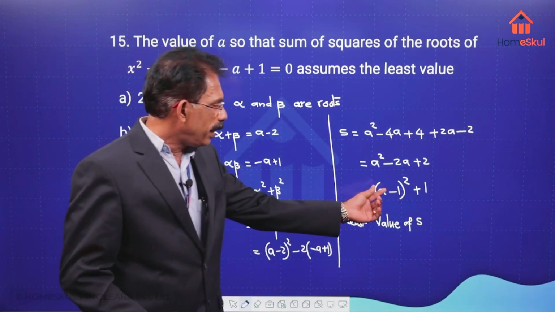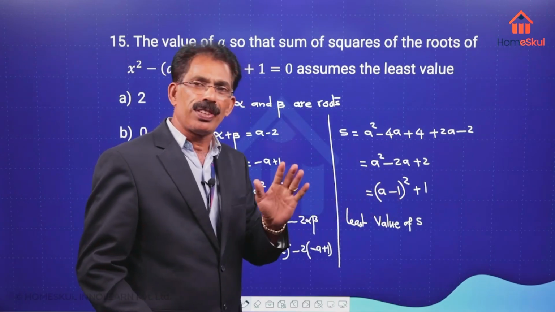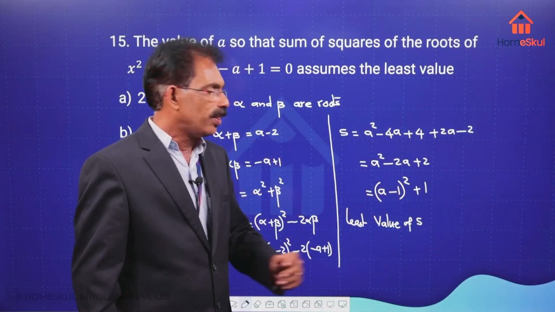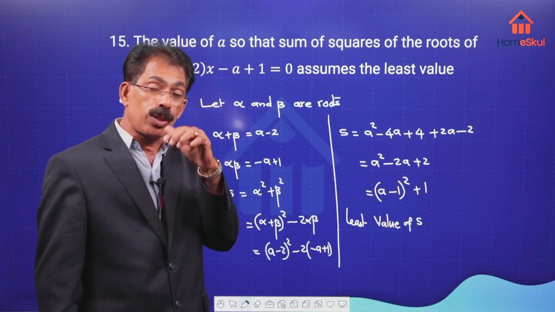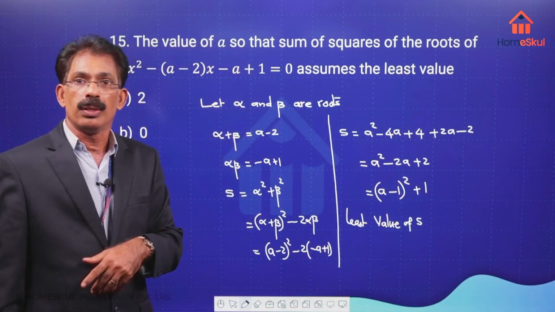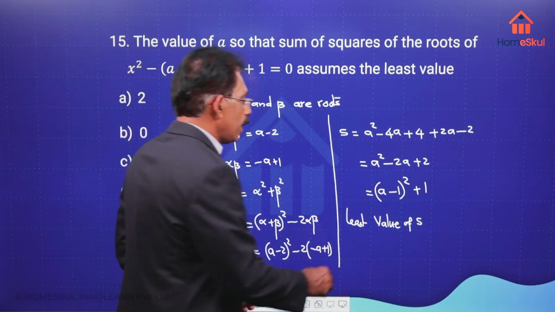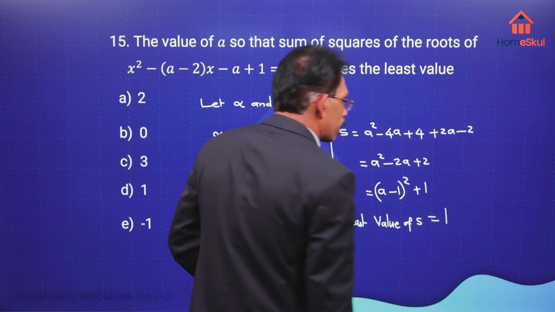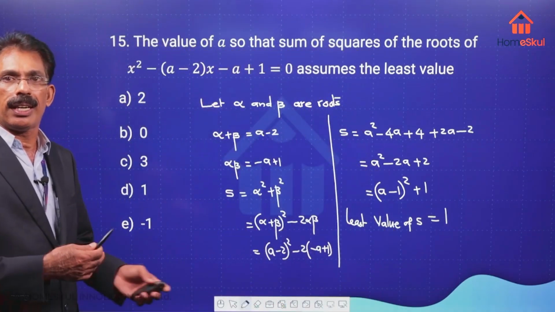Look, this is (a minus 1) the whole square, definitely greater than or equal to 0, isn't it? The least value of (a minus 1) the whole square is 0. Least value is 0. 0 plus 1 is 1. Then the least value of s is equal to 1. Do you understand without using the actual method?